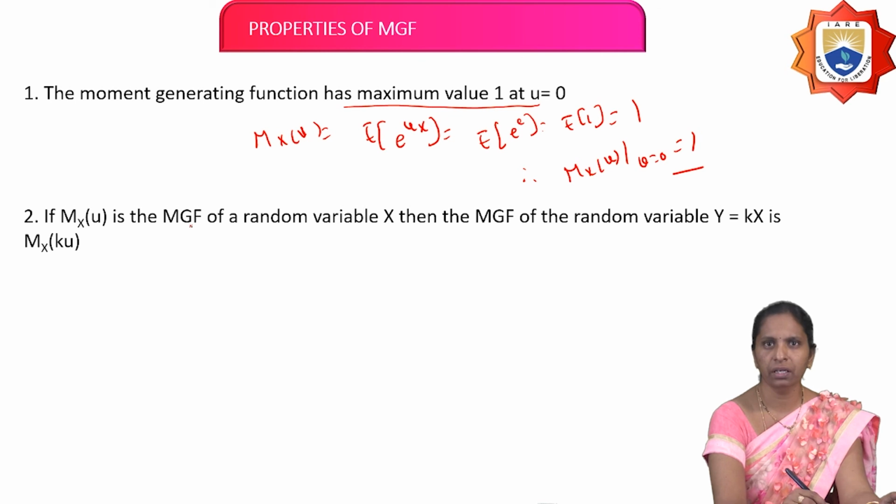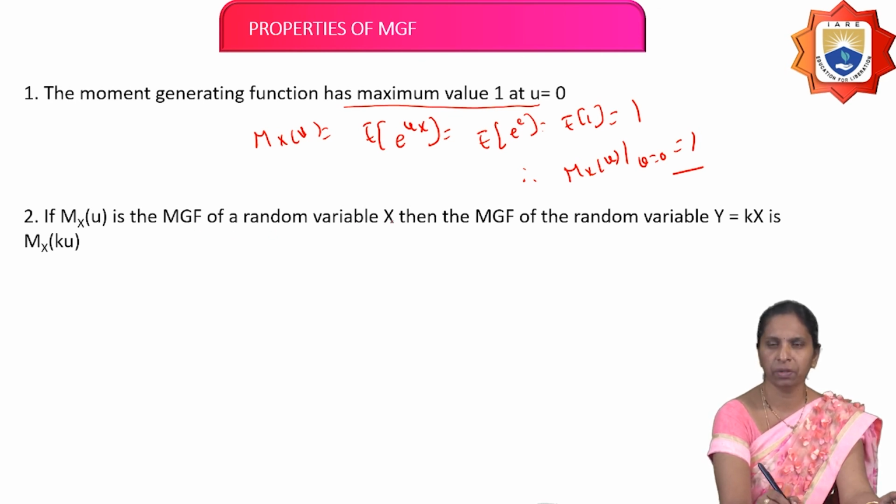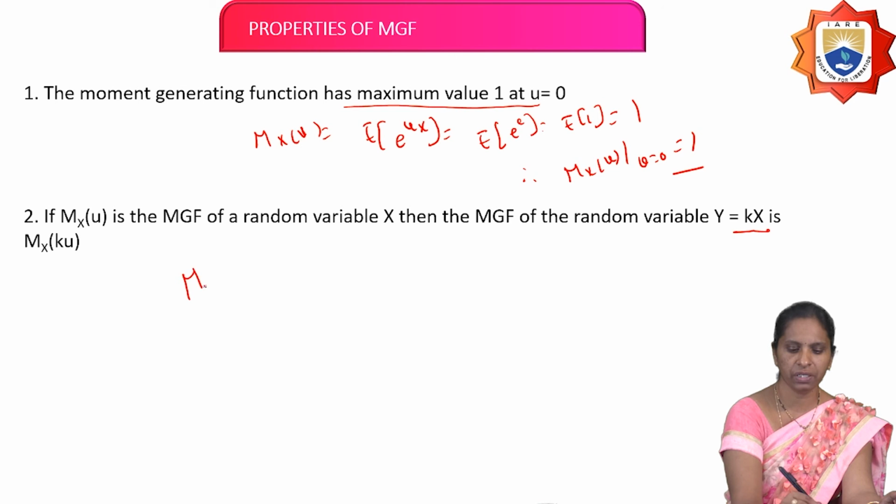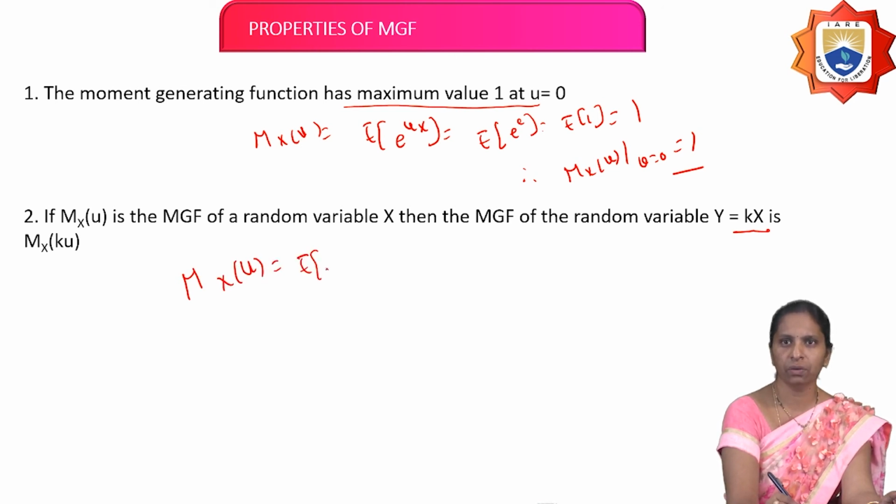And the second one: the moment generating function of a random variable Y equals kX is nothing but M_X(ku). So, what is the moment generating function of a random variable X? M_X(u) equals expectation of e power uX.